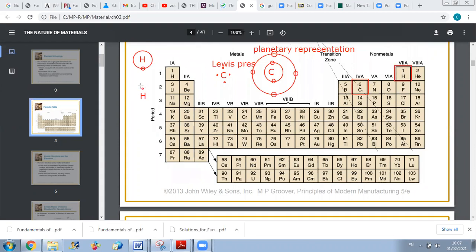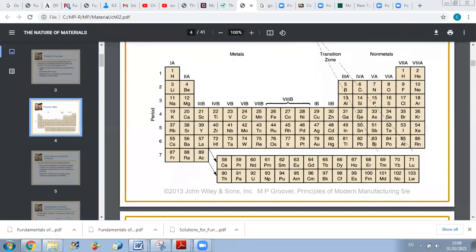H can share 1 electron, C can share 4 electrons, and oxygen O, the atom of oxygen, has an atomic number of 8. So also for oxygen, I have 2 electrons on the first orbit, and the remaining number of electrons will be 6. So if I want to represent O, let me now just go back to the question. I will put the atomic number here.